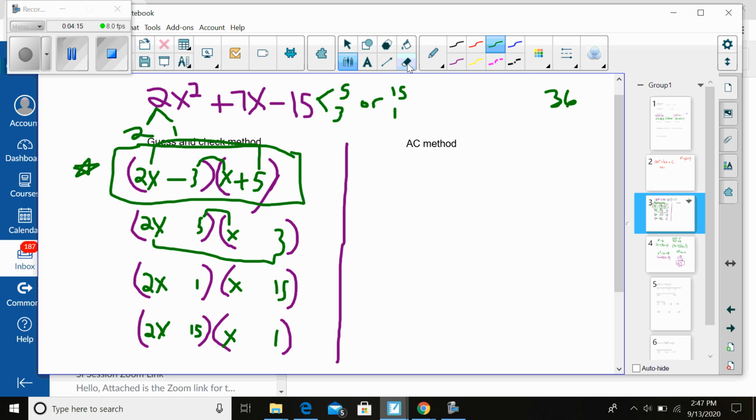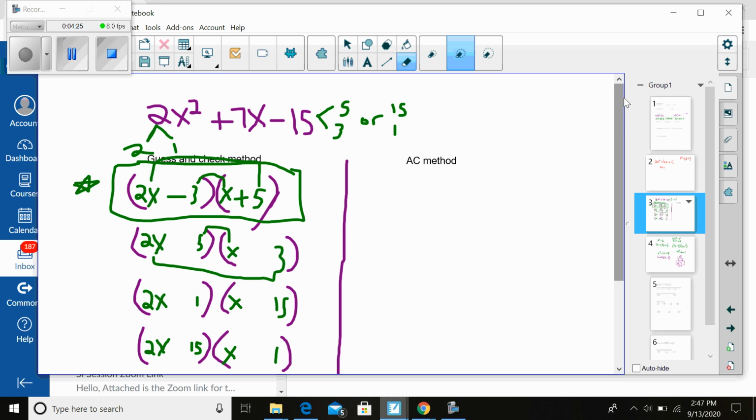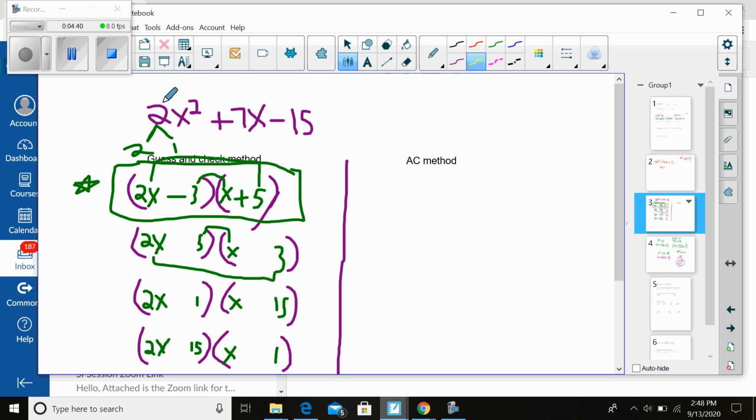Personally, I don't like the guess and check method. I don't want to just be stabbing around and trying different things and getting frustrated. I like a method that's going to be procedural. I follow these steps, this procedure, and I'm going to get the answer that I need. So the AC method does that for me. So personally, I prefer the AC method. What you do in the AC method is you multiply the a and the c term, and get -30. Then you list all the factors of -30.